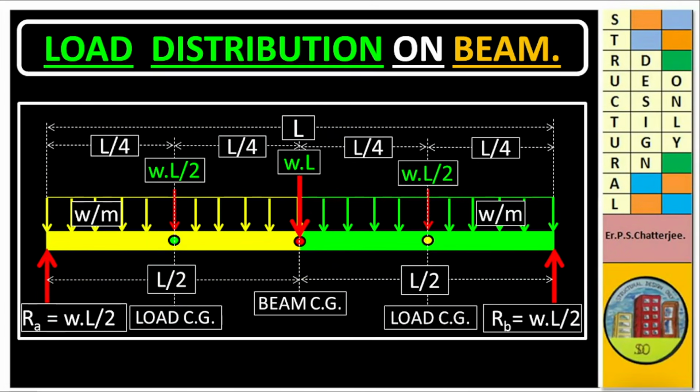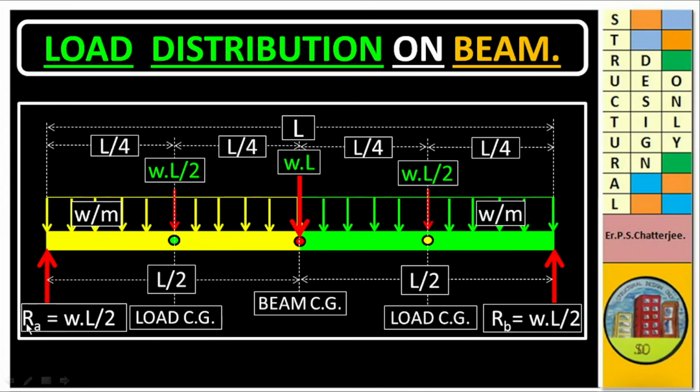Load distribution on beam. Look here. Load on the left hand portion is small w into L by 2. Total load W into L. On right hand side, W into L by 2. This green spot and this yellow spot are the CG of this half portion of the beam and this half portion of the beam.